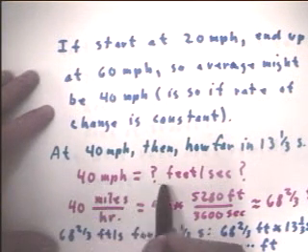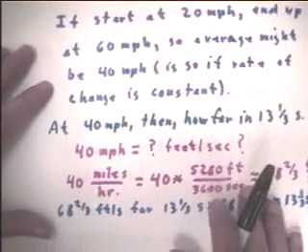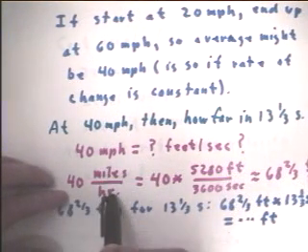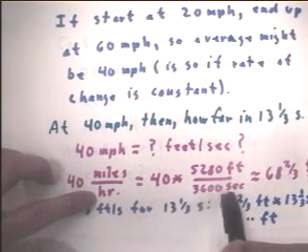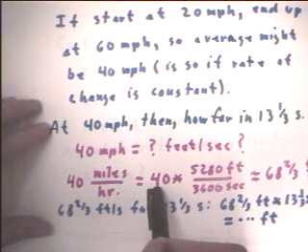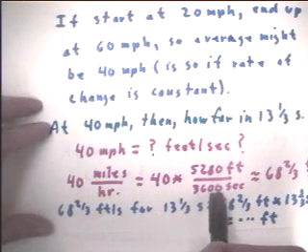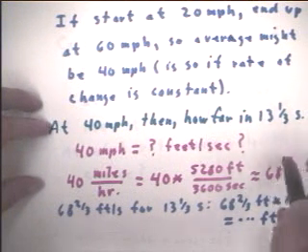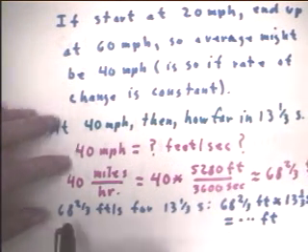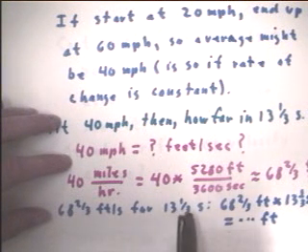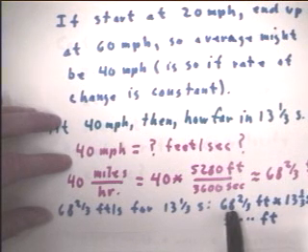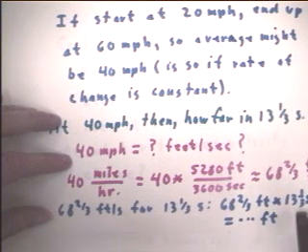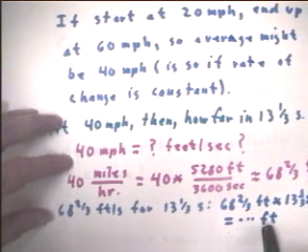Well, 40 miles per hour equals how many feet per second? Well, 40 miles per hour is 40. A mile is 5,280 feet. An hour is 3,600 seconds. So it's 40 times 5,280 feet over 3,600 seconds. 68 2/3 feet per second. 68 2/3 feet per second for 13 1/3 seconds. We're going to go 68 2/3 feet times 13 1/3 seconds, and that's a number of feet that you can calculate.